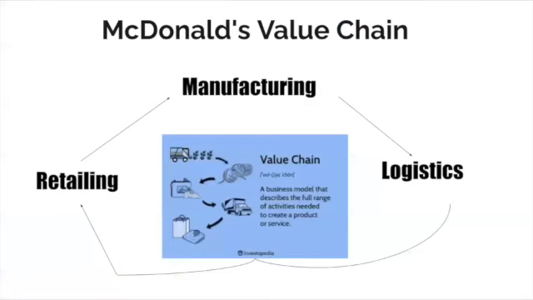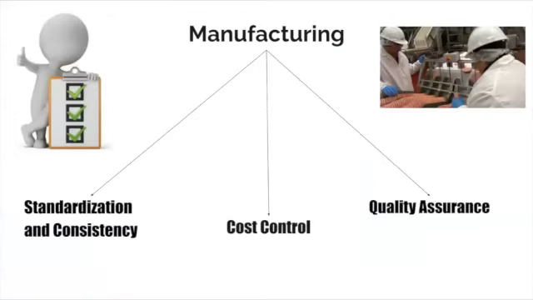So we're gonna start with McDonald's value chain. So McDonald's value chain consists of three things: manufacturing to logistics, logistics to retailing, and retailing to manufacturing. Manufacturing also consists of three subtopics, which are standardization and consistency, cost control, and quality assurance.